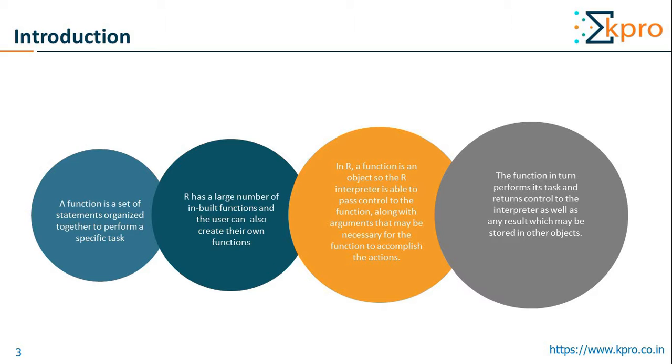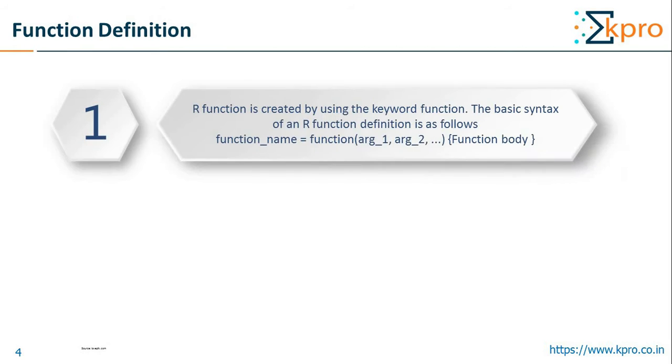So a function is a set of statements organized together to perform a specific task. R provides a large number of inbuilt functions and we can also create our own function in R. In R, a function is an object, so our interpreter is able to pass control to the function along with the arguments that are necessary for the function to accomplish a task. The function then performs the task and returns control to the interpreter.